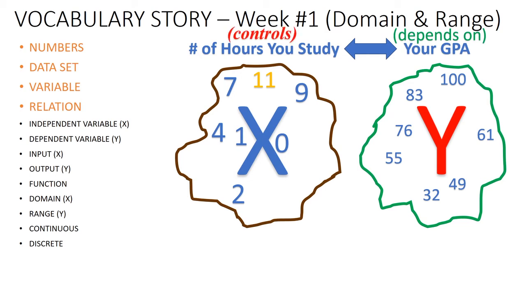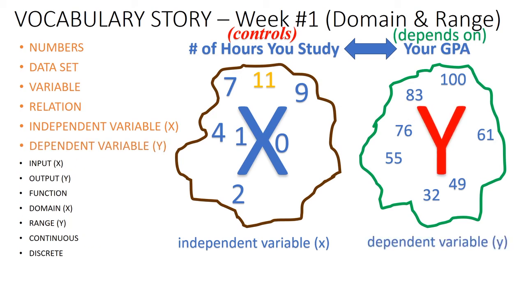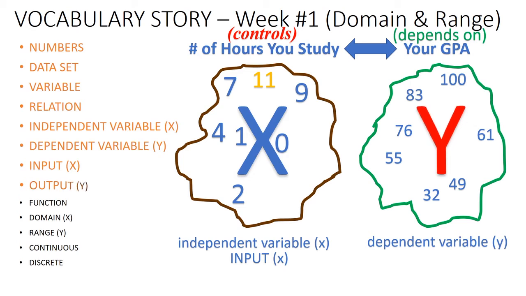The data set that controls the other data set is called the independent variable. The data set that is dependent on the other data set is called the dependent variable. The independent variable serves as the input of the relation, whereas the dependent variable serves as the output.